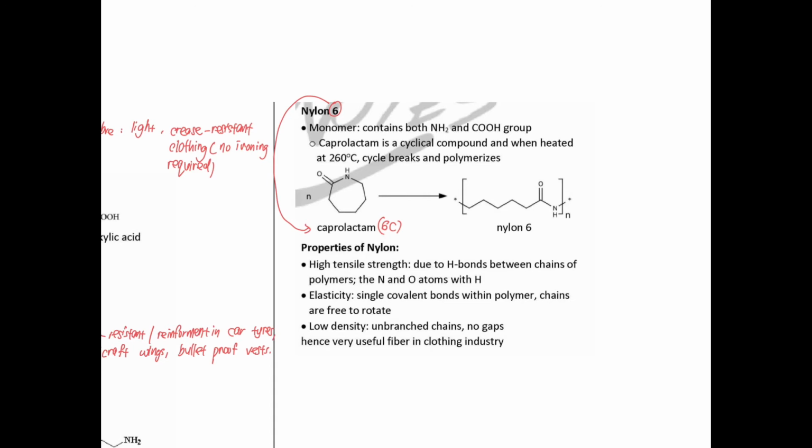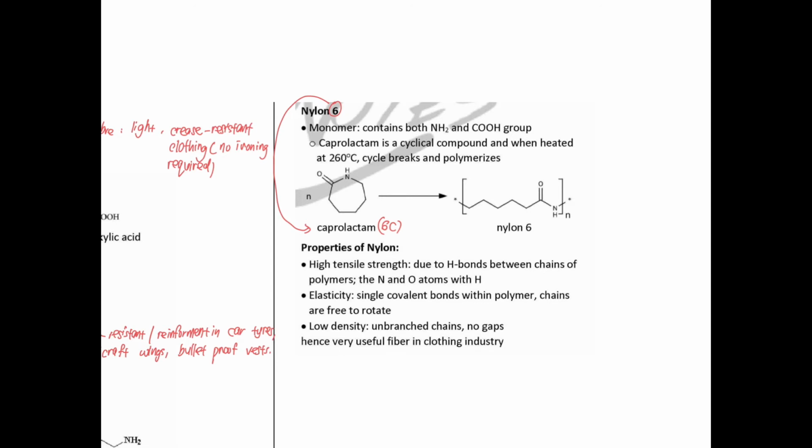It's not like nylon 66. There are 2 different monomers. The first one has 6 carbon, the second one also has 6 carbon. So that is why 66. And this one, nylon 6, there is only one monomer which has 6 carbon. So then how do they join up?